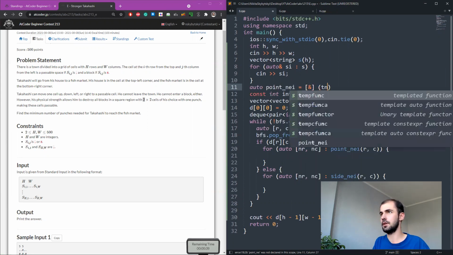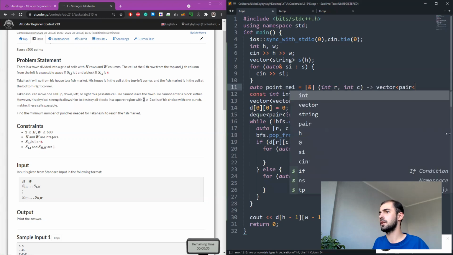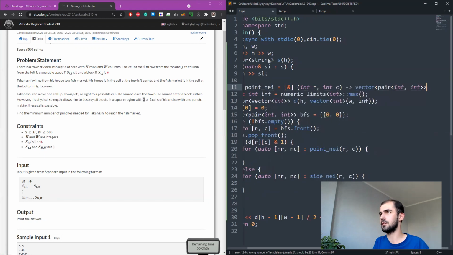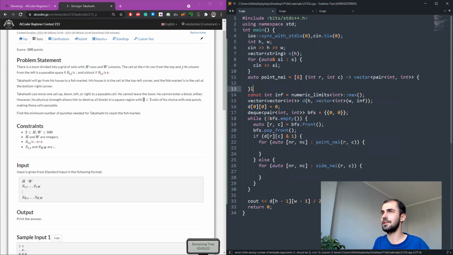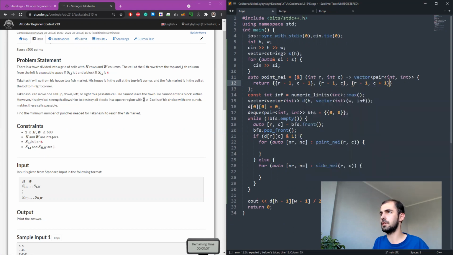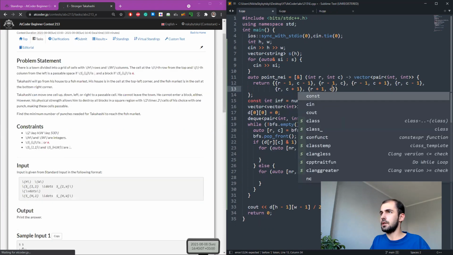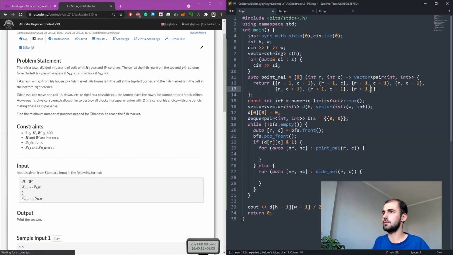So this takes in a row, a column, returns a vector of pairs. Sorry, one minute or so. So this returns what? Row minus 1, column minus 1; row minus 1, column; row minus 1, column plus 1; row, column minus 1; row, column plus 1. Yeah, I know, it's unfortunate that we didn't solve it on time, but we'll try to solve it immediately. So like this, like this.